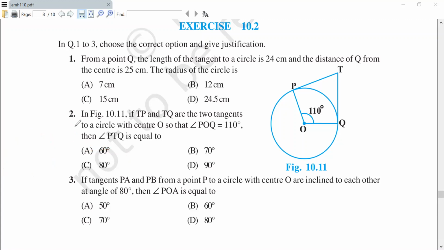Now, second question. In figure 10.11, this figure, in your book it might have a different number depending on the chapter number. TP and TQ are two tangents. This angle is 110. They're telling us to find this angle. Can anyone say quickly what is this angle? Tulsi, how much? 70. Fantastic, Tulsi. I'm going to give Tulsi 10 points here for her quickness and alertness in answering these two questions. Very good, Tulsi.